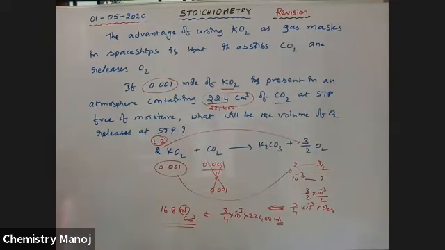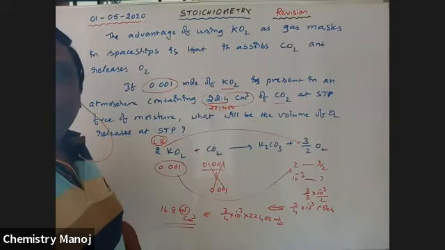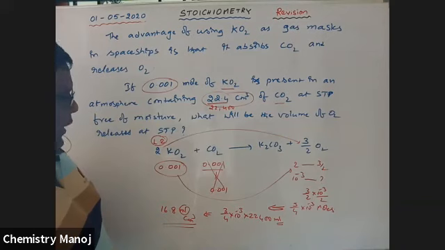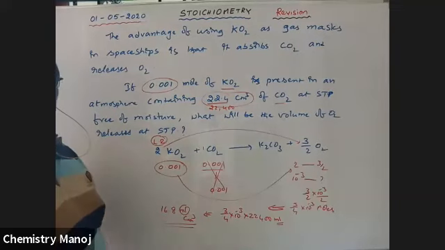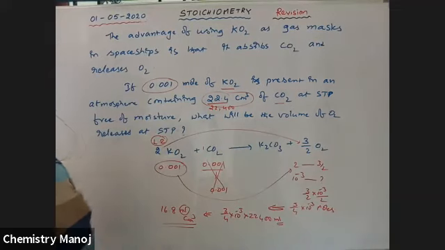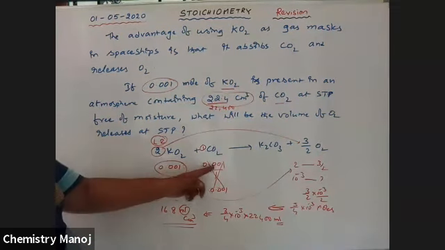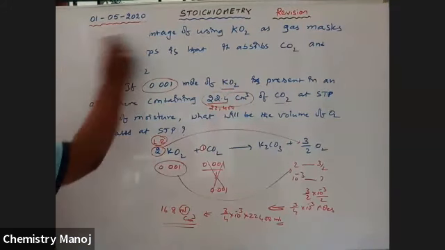Just identify the limiting reagent. It is the easiest way to find the limiting reagent: just divide the given number of moles with its quotient. 0.01 by 2, because here it is 1. That number of moles with its quotient. KO2 has 2 moles, CO2 has 1 mole. That's why this moles is divided with 2 and this moles is divided with 1. Easy again.